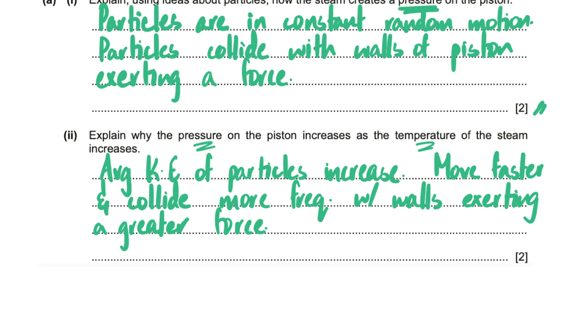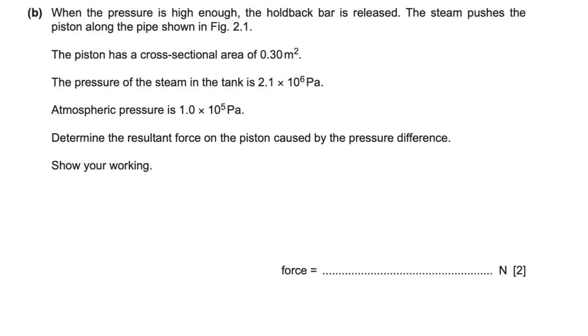Next, when the pressure is high enough, the holdback bar is released. The steam pushes the piston along the pipe shown in 2.1. The piston has a cross-sectional area of 0.3 meters square. Pressure of the steam in the tank is given. Atmospheric pressure is given. Determine the resultant force caused by the pressure difference.